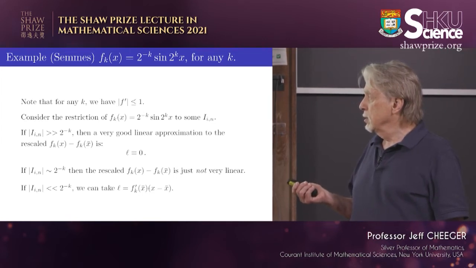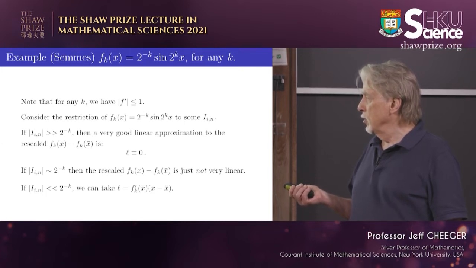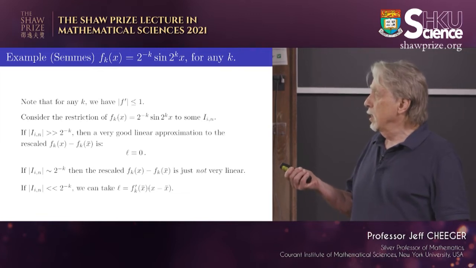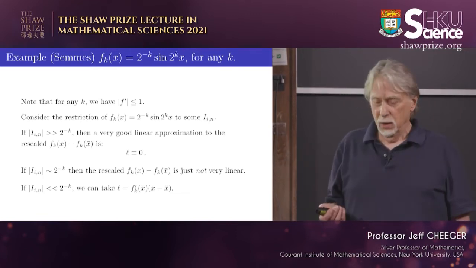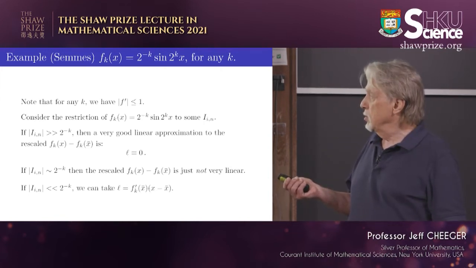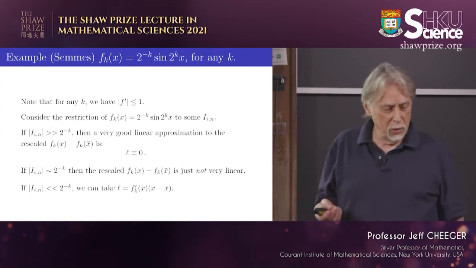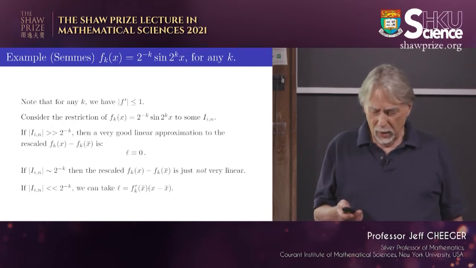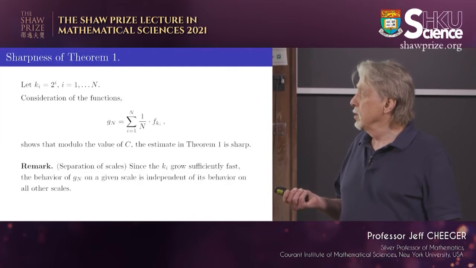So the interesting thing is, for a long time, if k is large, it won't look like its derivative. And in this transition region, in fact, it won't look very linear. But it's compensated for by the fact that for the longer dyadic intervals, those of length bigger than 2 to the minus k, just the linear function, which is identically 0, works just fine.